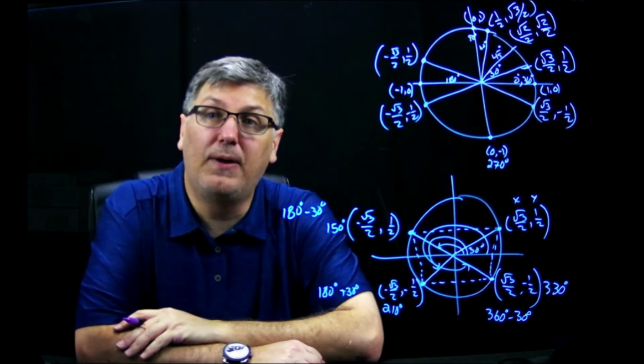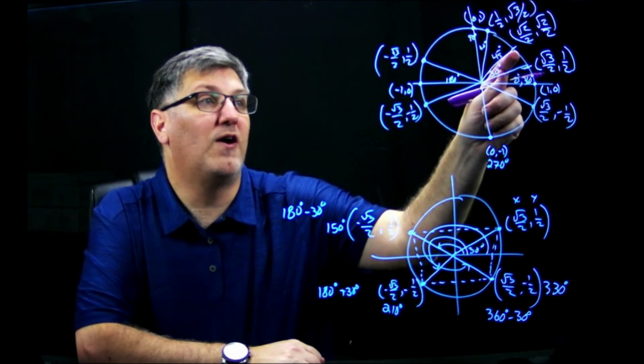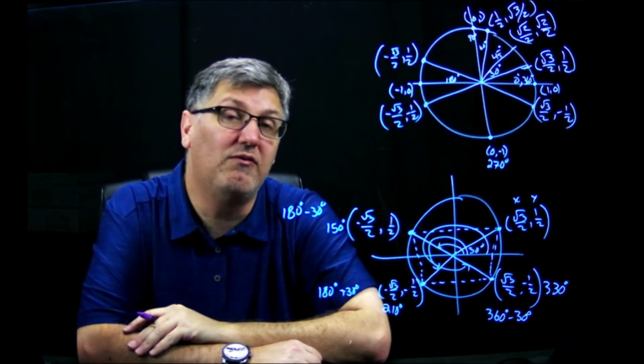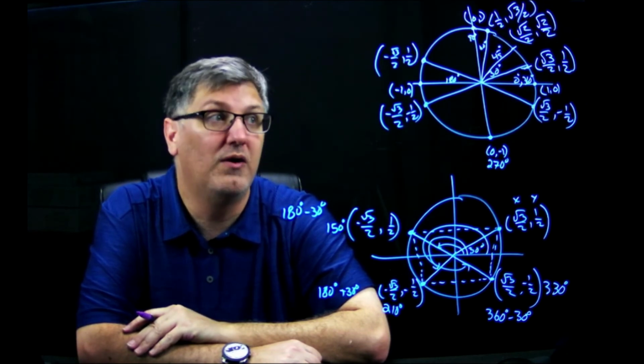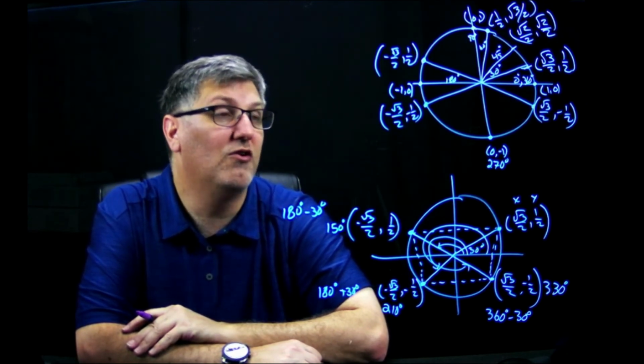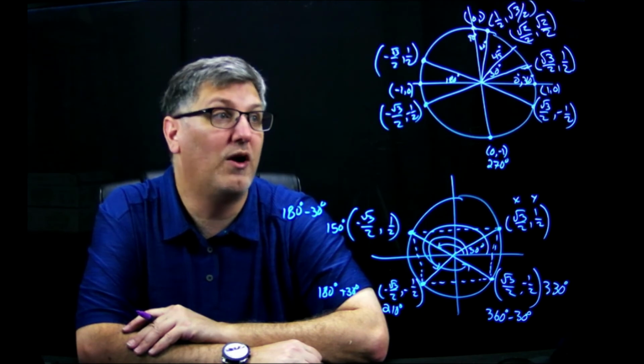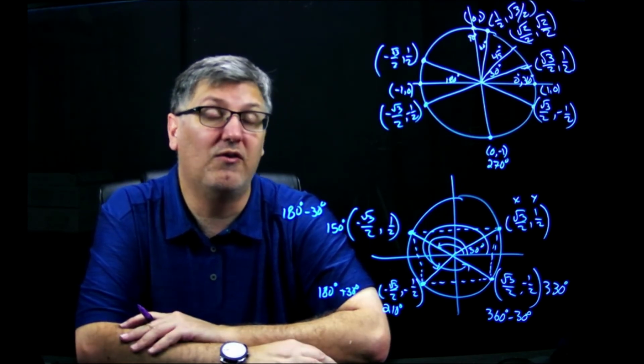Now, we would repeat this process for 45 degrees and 60 degrees. I'm going to leave that to you to do to finish filling out your unit circle. So this is how the unit circle is created. It is, quite frankly, going to be a very useful tool.